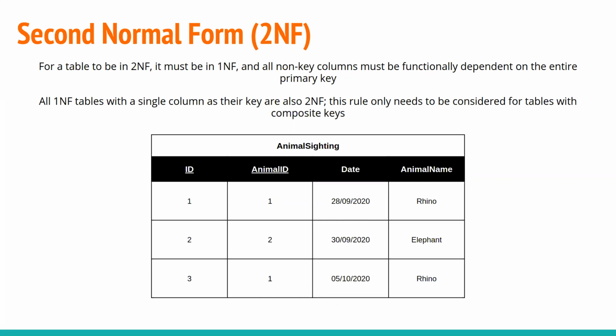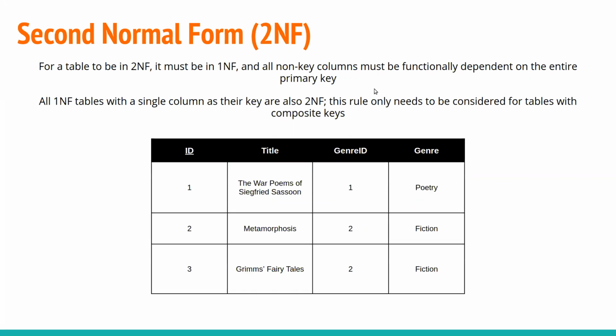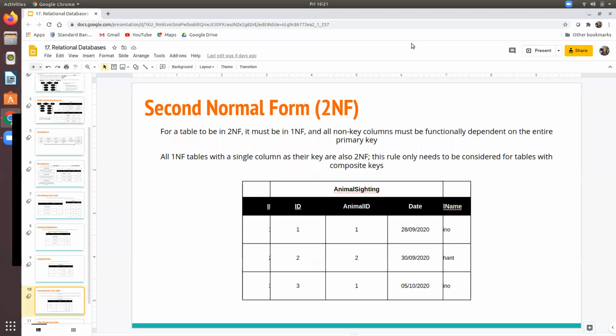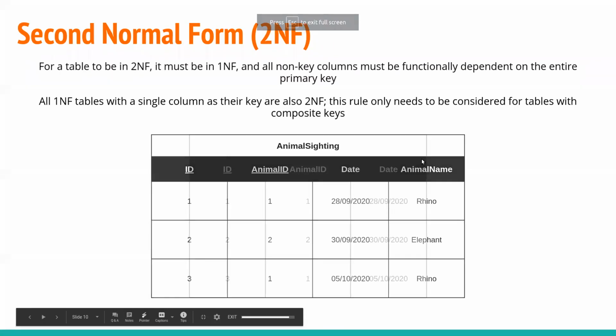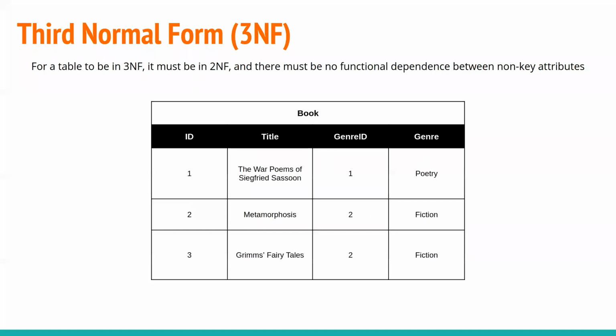You can see here in our book, if you know the ID, you can uniquely determine everything about the book. However, we have seen that there is functional dependence here. But because genre ID is not in the primary key, it doesn't matter. The only reason it mattered with the animal sighting example is because the animal ID was in the primary key. I'll expand with the next slide. You'll see how this corrects our issue.